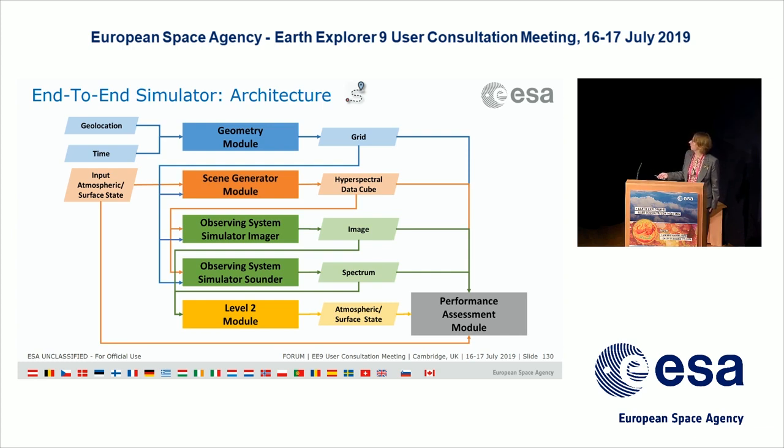And so you start the chain by giving the simulations a geolocation and a time, and then the modules in the chain will produce an output, which is then the input to the next module. And all these inputs and outputs are also collected and assessed in the performance assessment module, where the inputs and outputs are automatically compared.